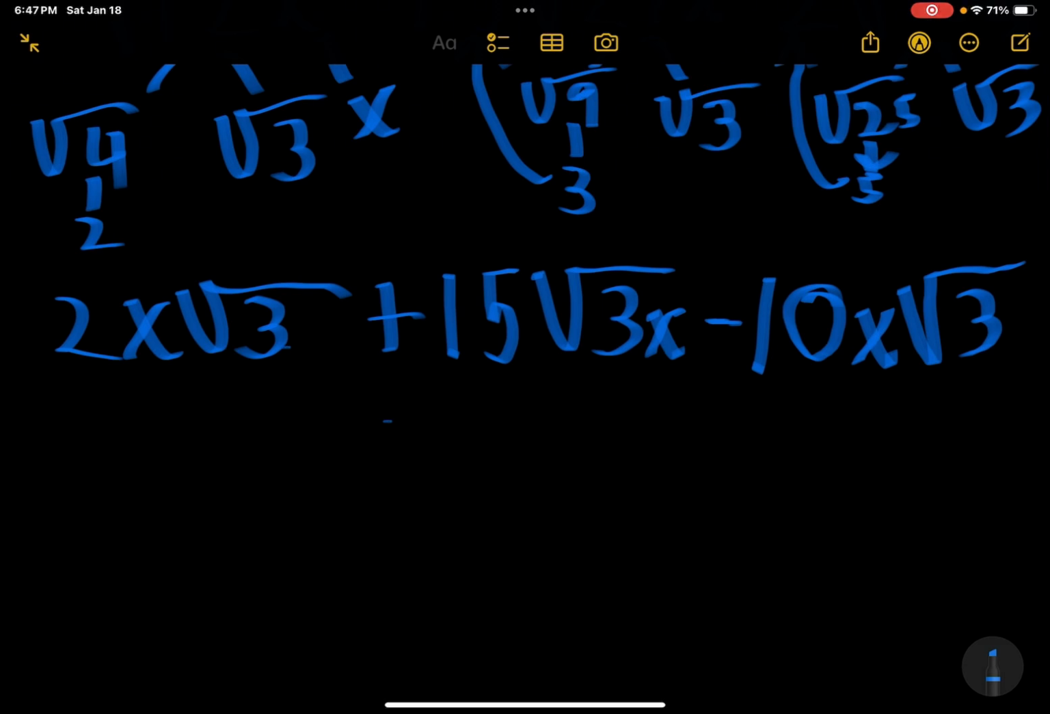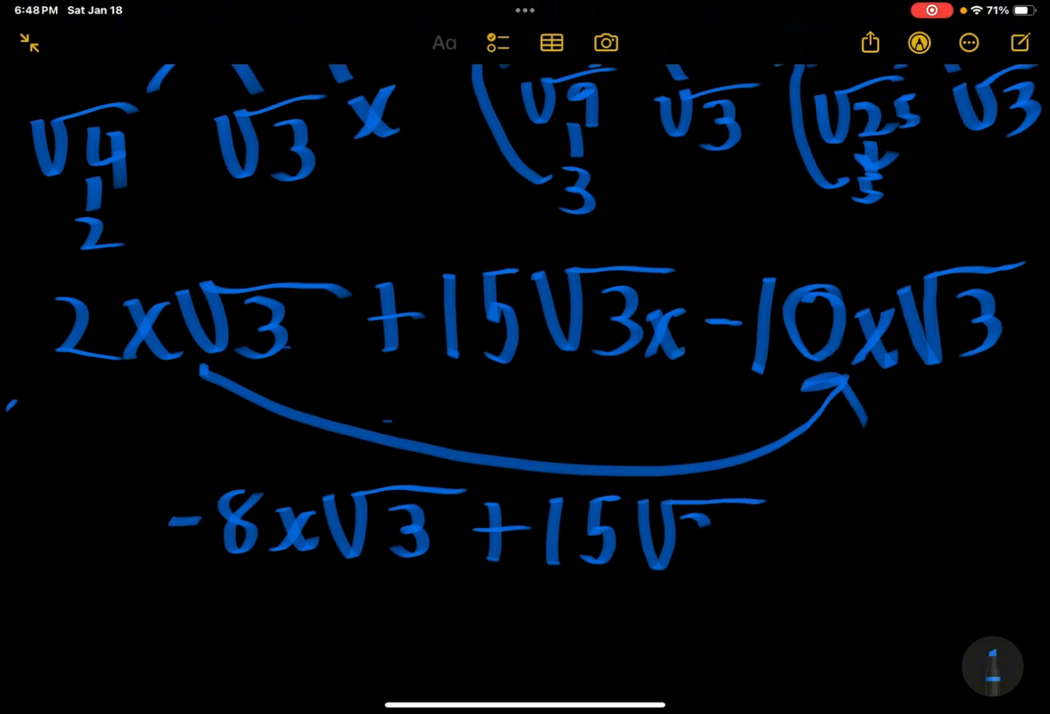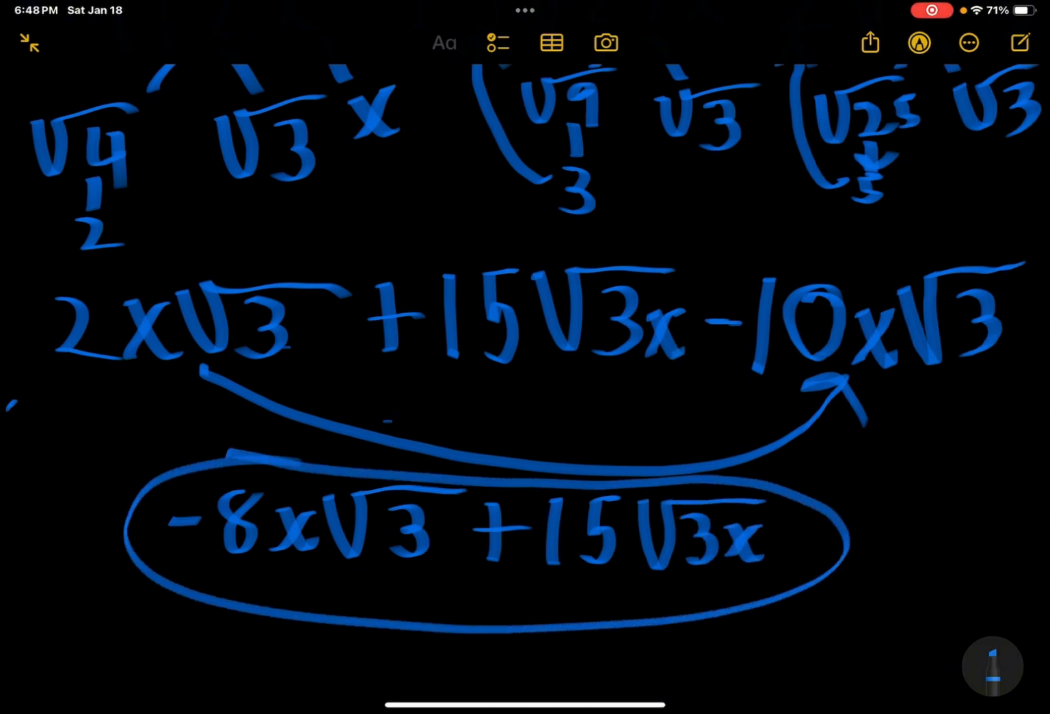And now we just combine like terms. So 2x square root 3, we can combine that with negative 10x square root 3. Negative 10x plus 2x is negative 8. So we go negative 8x square root 3 plus 15 square root 3x. And that's your answer.